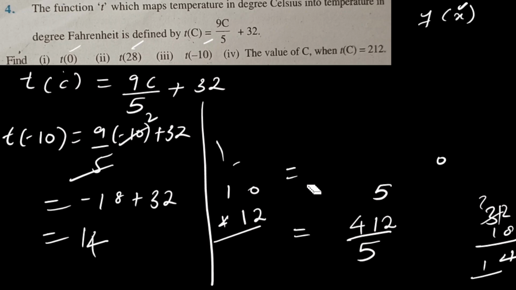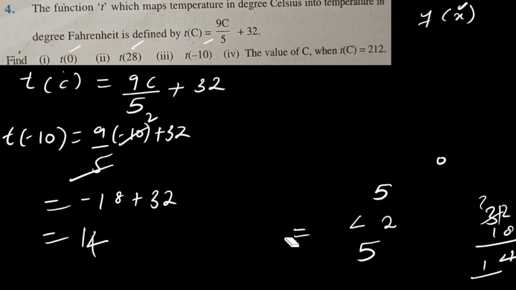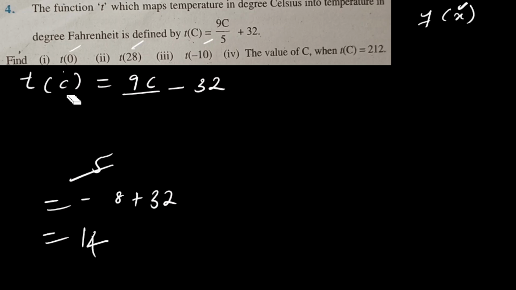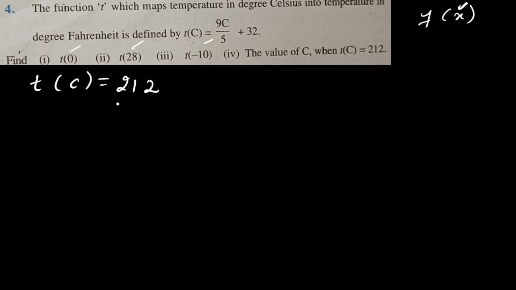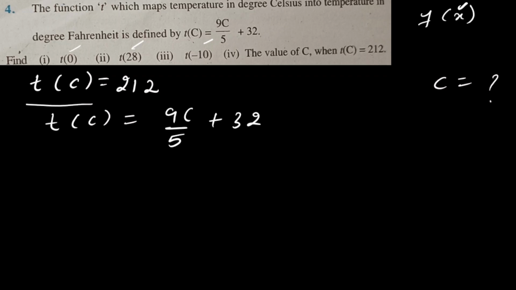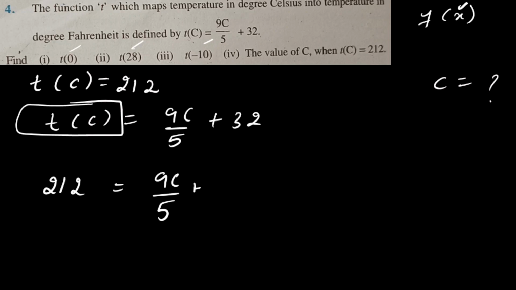The value of C we have to find. See, this is a little bit different. Now we have to find the value of C when the value of the function is given to us, right? So a little opposite question. What is given to us? T(C) is given to us as 212. What we have to find is the value of C. So what is the given function? The function is T(C) is equal to 9C by 5 plus 32. So here this value is given to us. So I'll just substitute 212 equals 9C by 5 plus 32.